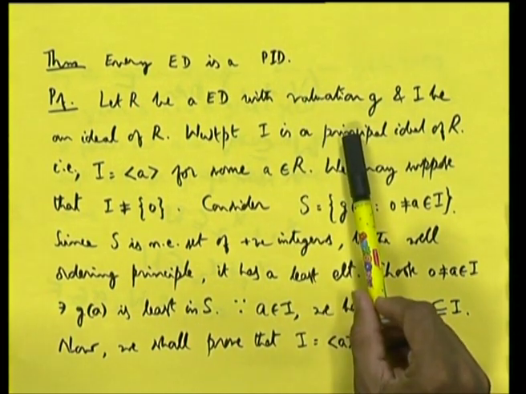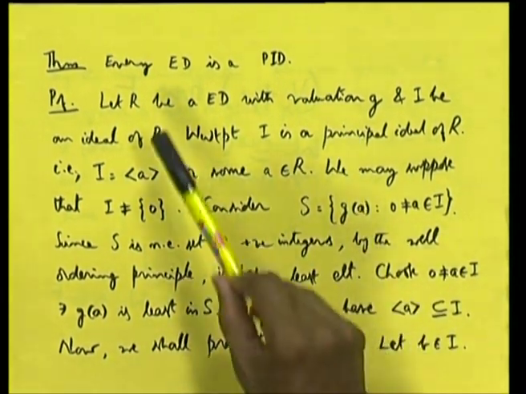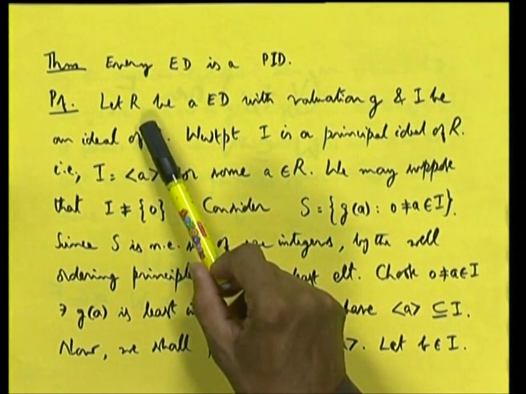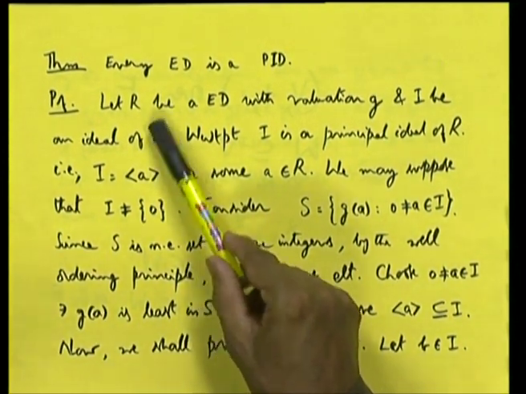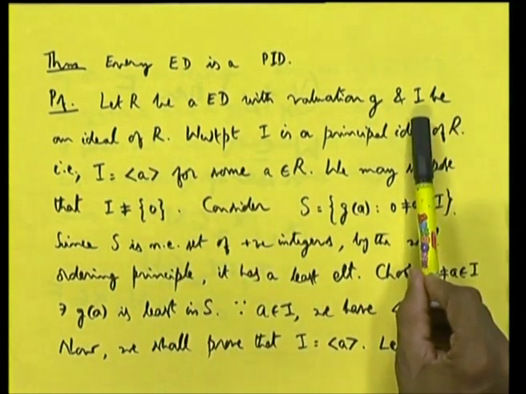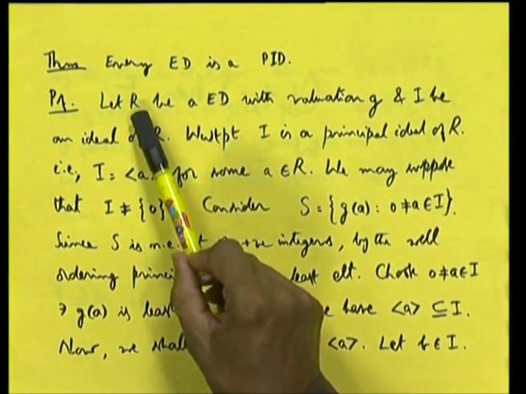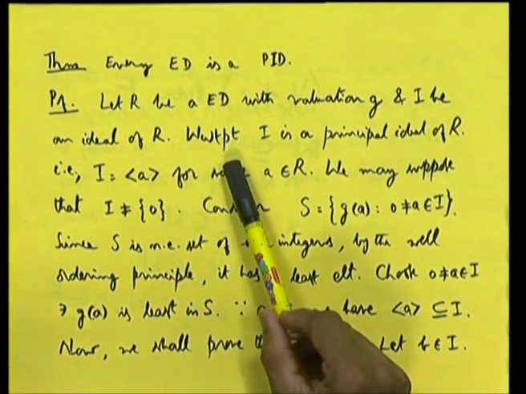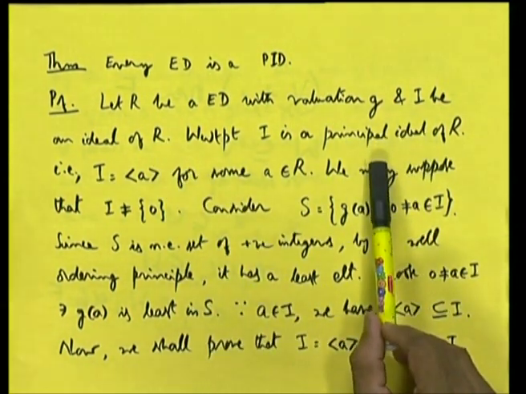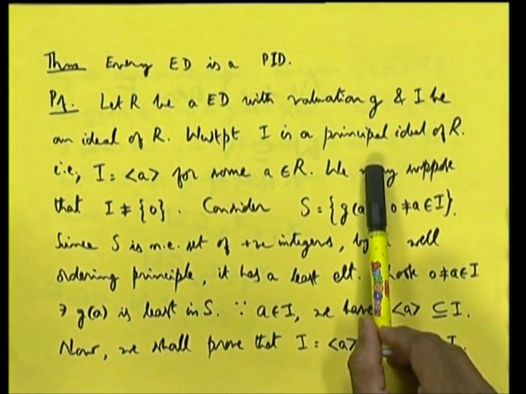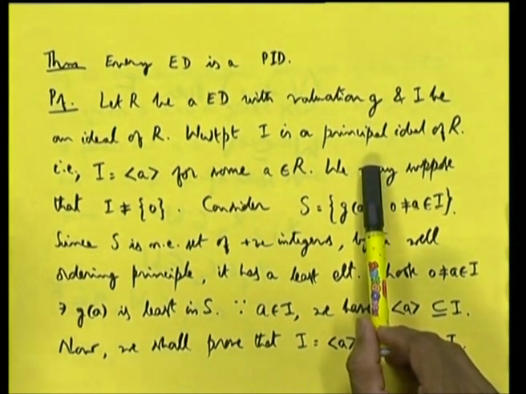Let us recall what a PID is. A PID is an integral domain in which every ideal is principal. So let us start with an ideal of R. Let us take capital I to be an ideal of capital R. We want to prove that this capital I is principal. By principal we mean it is generated by a single element of R.